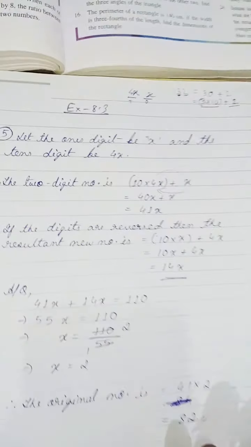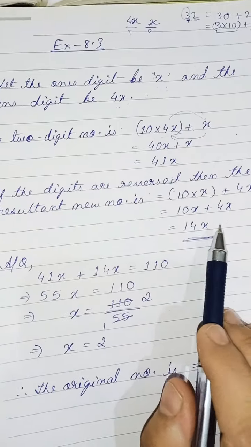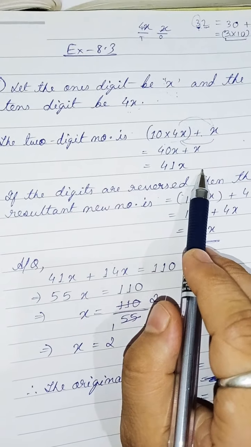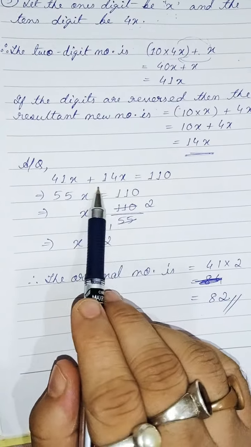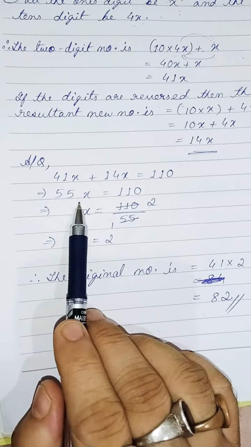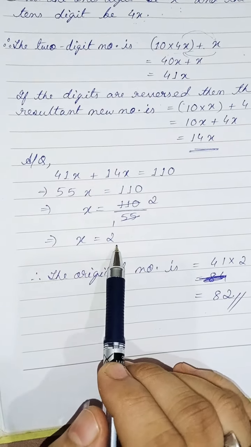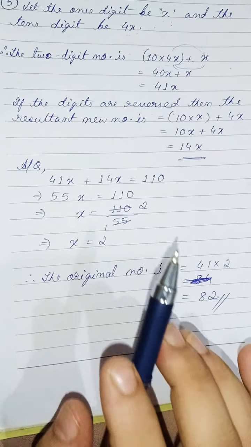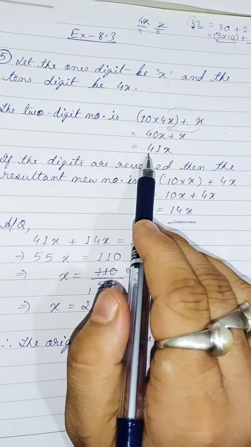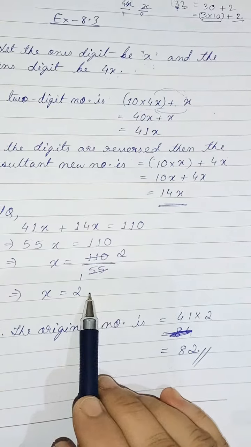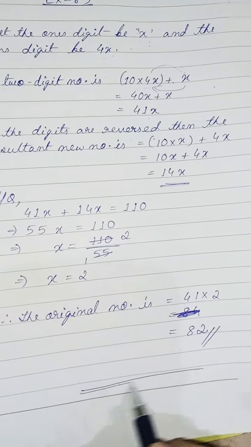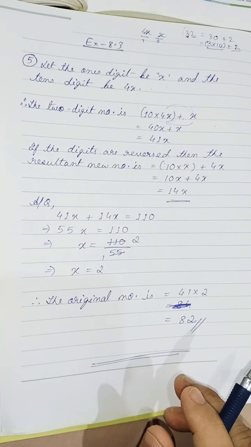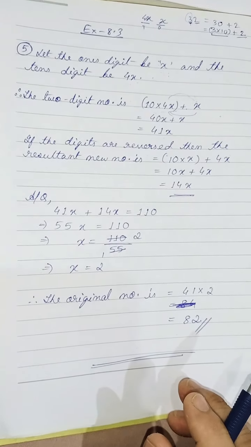Now the question says that if this new number is added to the original number, the sum is 110. So original number plus new number is equal to 110. Their total is 55x. Bring it here, divide it, you get x equals 2. So the question is asking you to find the original number. That means 41x is the original number that you have found. So you'll put the value of 2 here. 41 into 2, that is 82, is your answer. So this is how you solve a two digit sum problem.